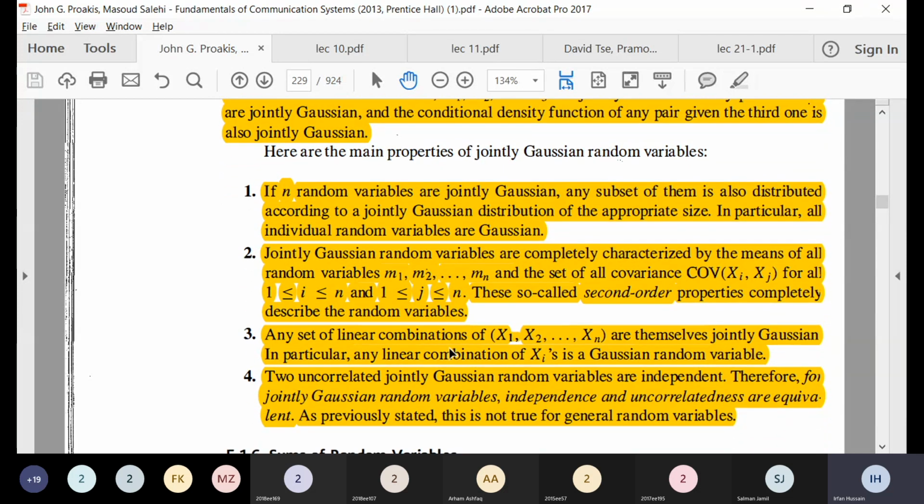They are completely characterized by their means and by their... Are you, any question?